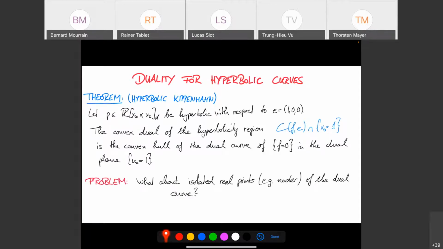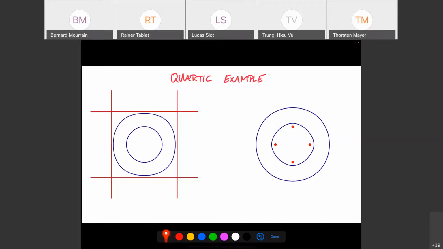So the technical problem, if you try to prove this, is not necessarily the smooth points of the dual curve, but the problem is really in the singularities of the dual curve. So what can happen, as you see in this next picture, is that even in the hyperbolic case, you can have isolated singularities in the dual curve. So what does this mean? So this red point here, for example, on the right, this red is a singular point. It's isolated. There's no other real point of the curve anywhere nearby.